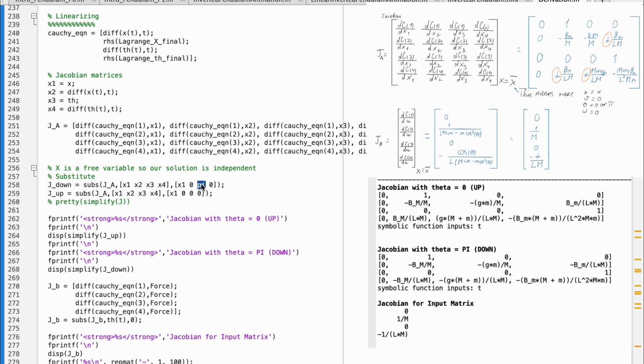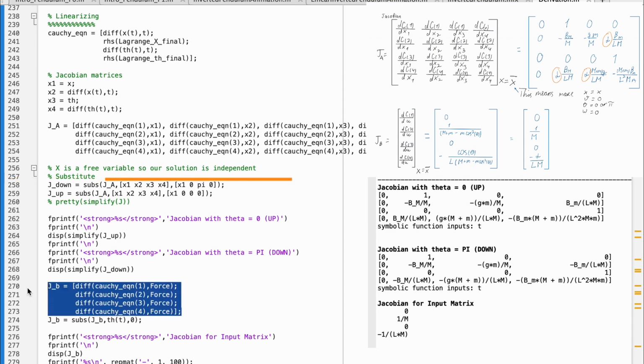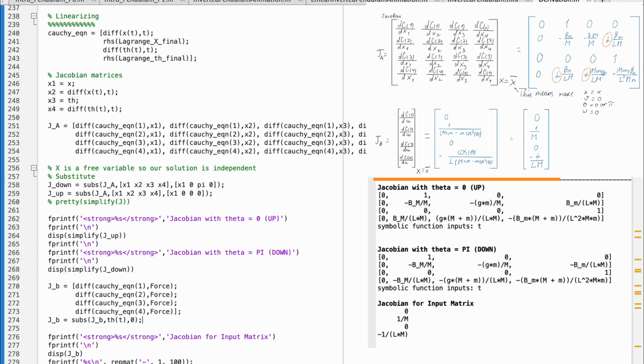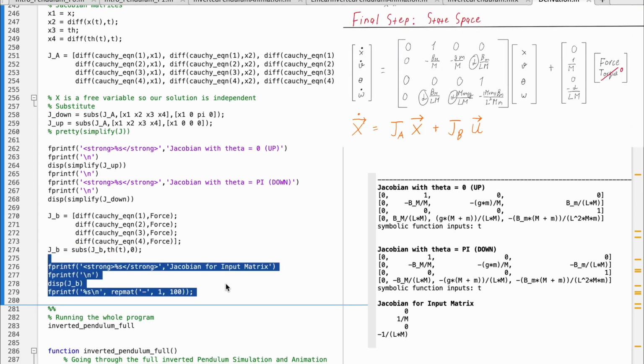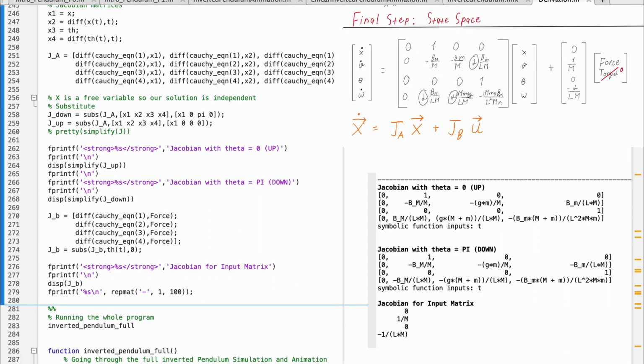Please notice that third state, which is our theta, is pi for pendulum pointing down and 0 for pendulum pointing up. We do the same thing for the input Jacobian and get our linearized state space that we used in Part 2 of this educational series. And this is everything we have done so far in the educational series.